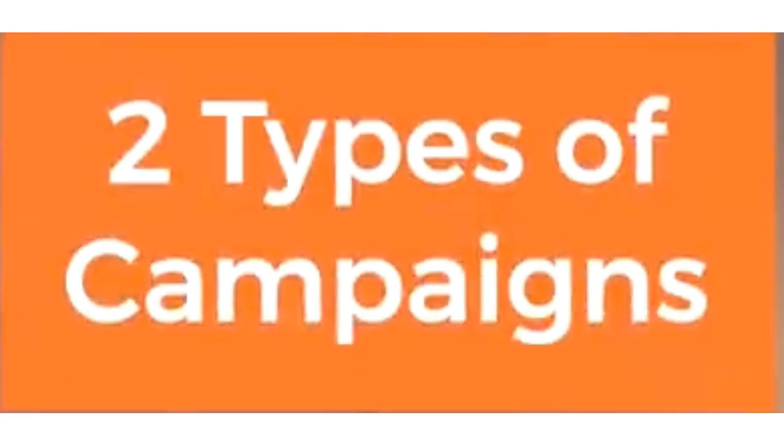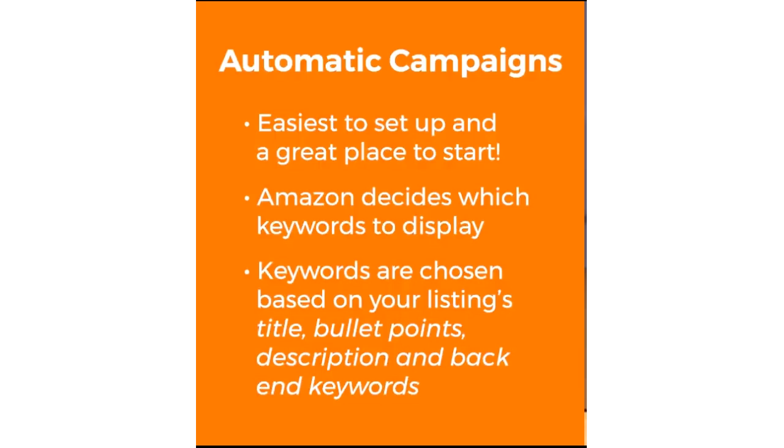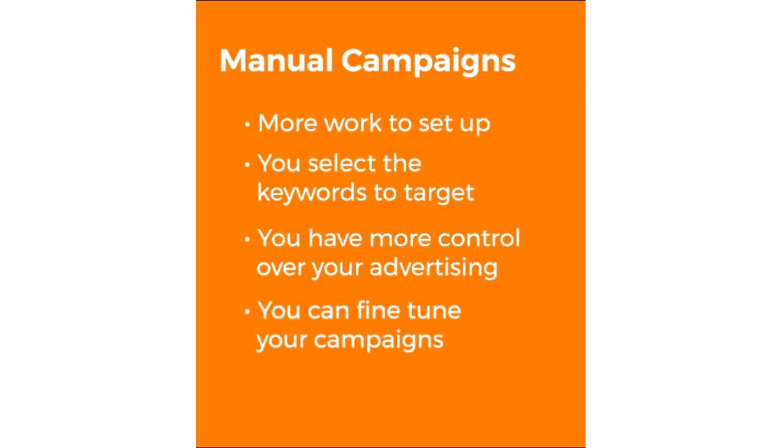There are two types of campaigns, automatic and manual. Automatic campaigns are the easiest to set up and therefore a great place to start. In this campaign type, you are allowing Amazon to decide which keywords to display your ad for. Manual campaigns take a little bit more work to set up because in this campaign type, you select the keywords to target. However, this of course gives you more control over your advertising and the ability to fine-tune these campaigns.